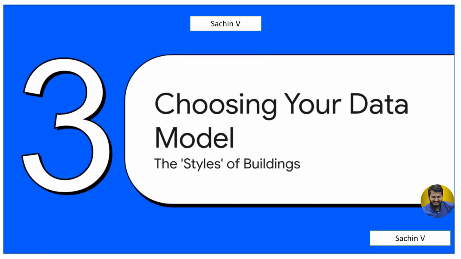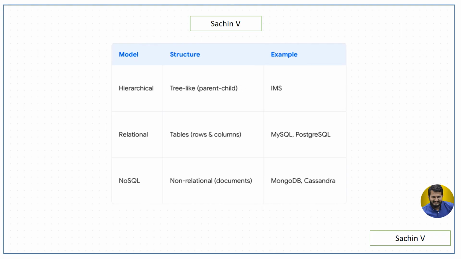Okay, so we've got our 3-level blueprint. Now we can start looking at the different styles of skyscrapers we can build on that foundation, and this is all about choosing your data model. The data model just defines the logical structure of your data. You know, the early systems used a really rigid tree-like hierarchical model. But then came the big one, the relational model. This organizes everything neatly into tables, rows, and columns, just like a bunch of connected spreadsheets. It's the foundation for giants like MySQL and PostgreSQL. And more recently, we've got NoSQL databases, which offer way more flexible structures, like documents or graphs, which are perfect for handling the messy, massive data of the modern web.